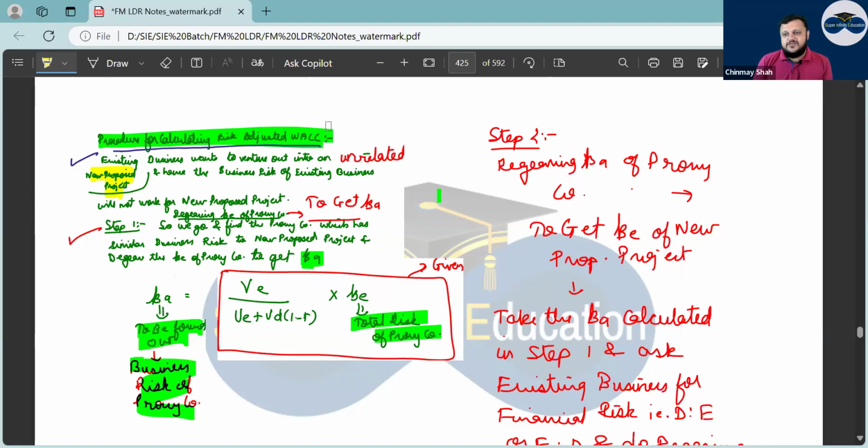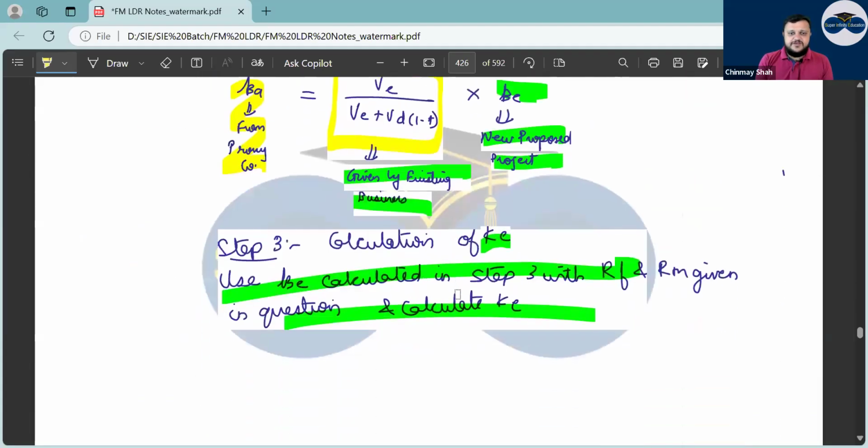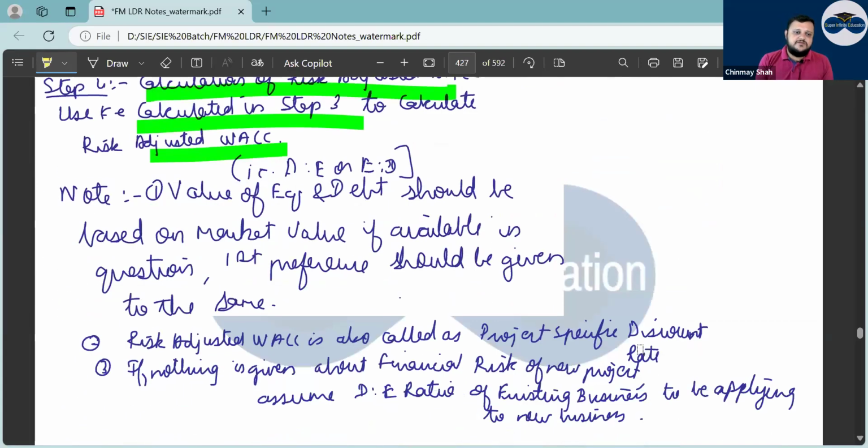So you do what here? De-gearing of proxy company. De-gearing means you are removing the gearing or removing financial risk, correct? And getting beta asset, right? Then step 2 is what? Re-gearing beta asset. Now you got the beta asset here, right? You re-gear the beta asset and try to find beta equity, correct? That is how it is. Then with that you calculate KE and WCC, right? It is also called risk-adjusted WCC, a project-specific discount rate, right?